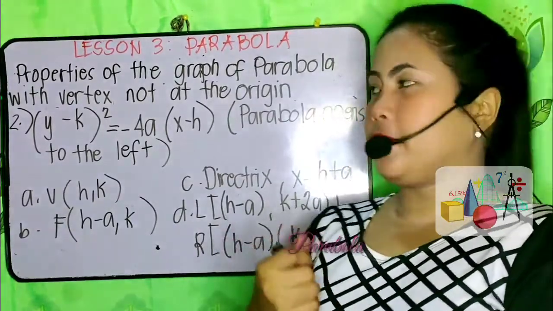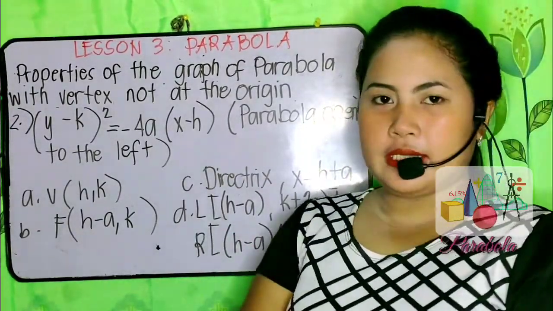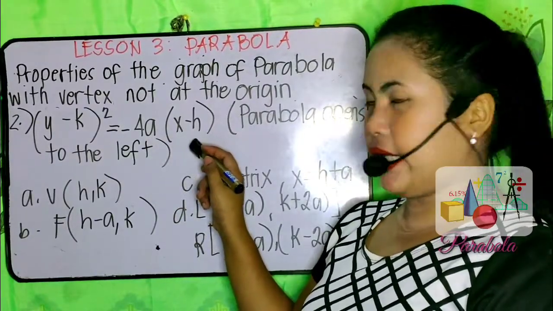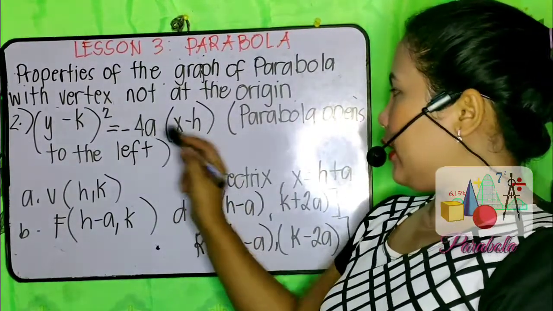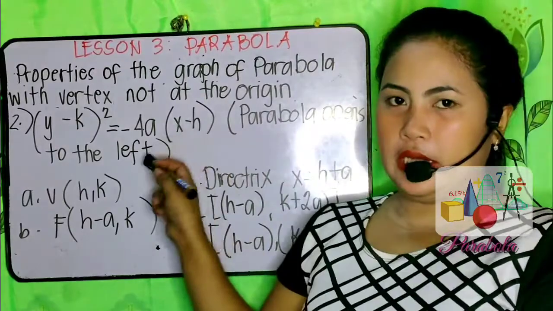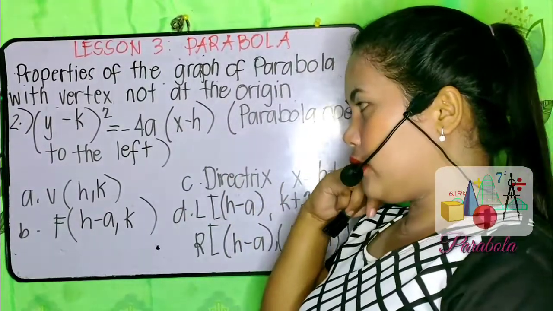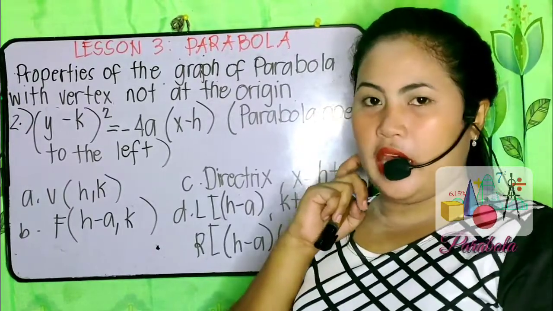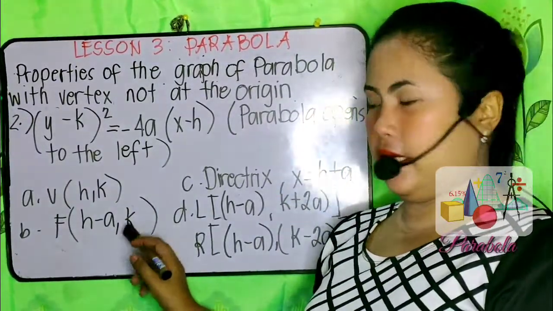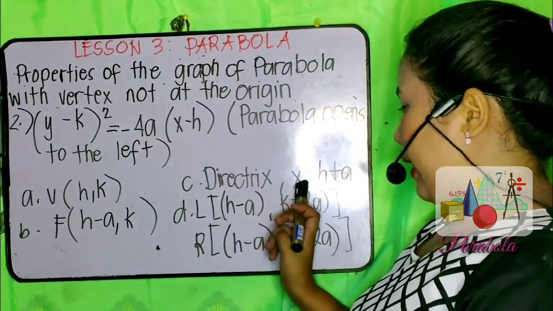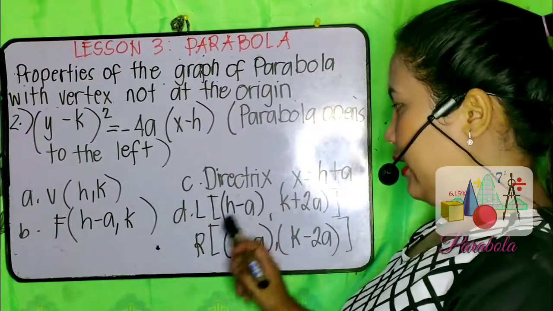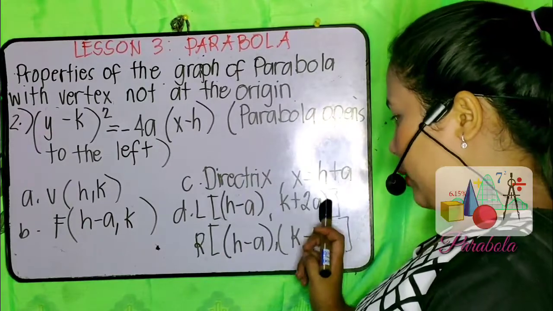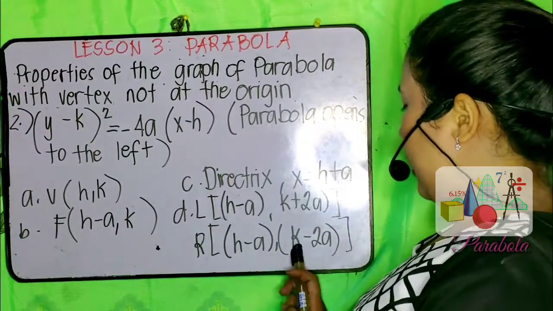The second property is y minus k squared equals negative 4a times the quantity x minus h. If negative, the parabola opens to the left. The vertex is (h, k). The focus is (h minus a, k). The directrix is x equals h plus a. For the latus rectum, we have (h minus a, k plus 2a) and (h minus a, k minus 2a).